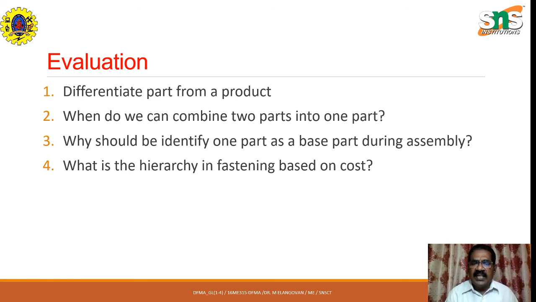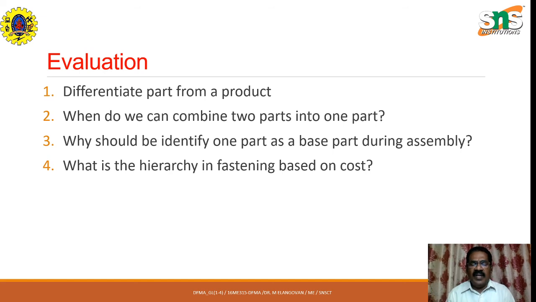What is the hierarchy in the fastening based on the cost? Based on the cost, the cheapest one is a snap fit, and then you have the sheet metal or the crimping, etc. Then the third one is the riveting, which is much costlier than that, and the costliest one is the mechanical fastening, where you have a tapping or a threading operation, and then you use a bolt and nut.